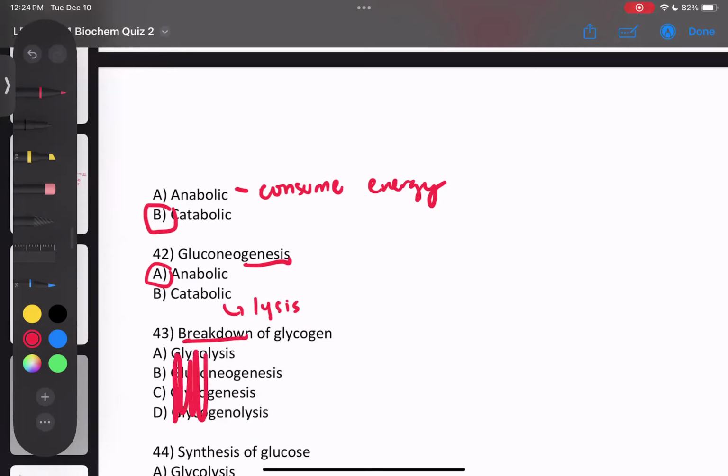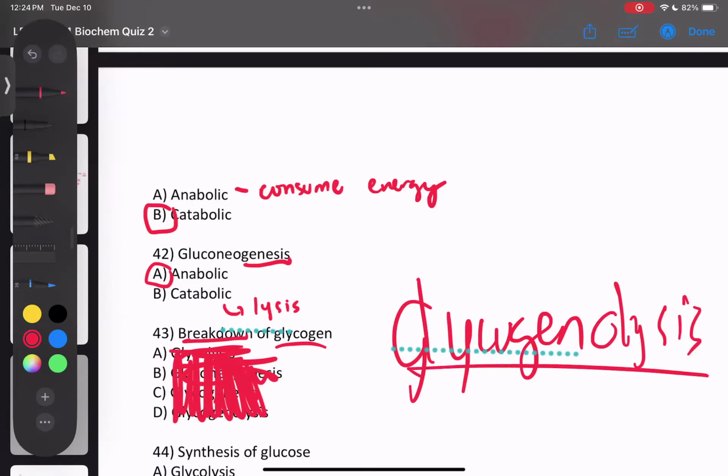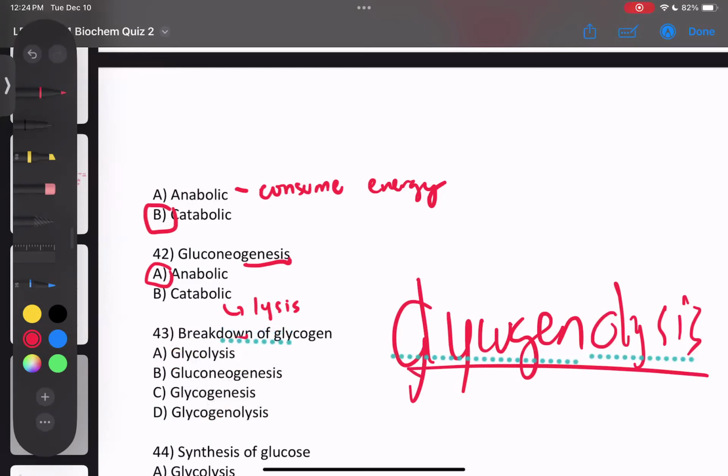Pag ganyan, di ba, pwede nga magpanggap ka. Just pretend you don't see those words yet. You're like, okay, glycogen. Tapos, breakdown is lysis. I will say a disclaimer, this doesn't work all the time, of course, but in this case, it does. So the word we're looking for is glycogen lysis or glycogenolysis.